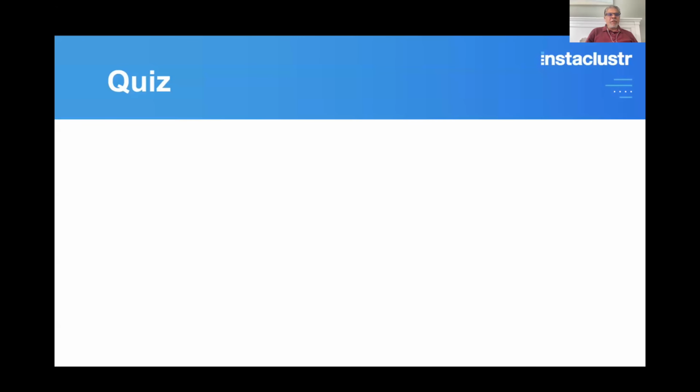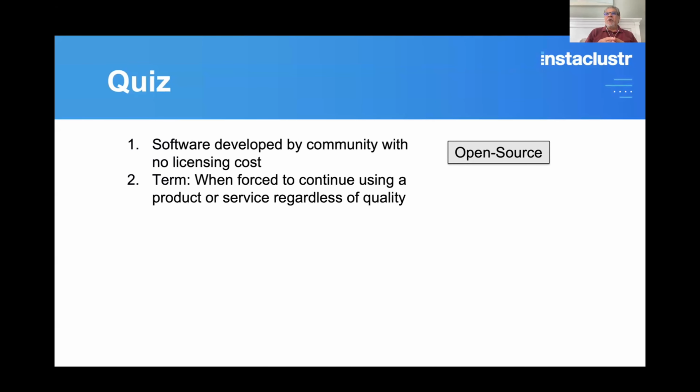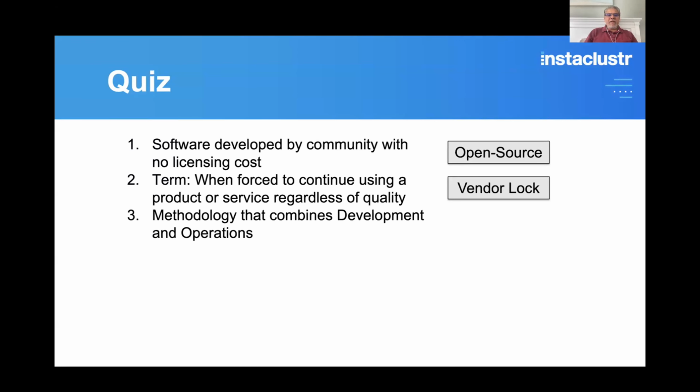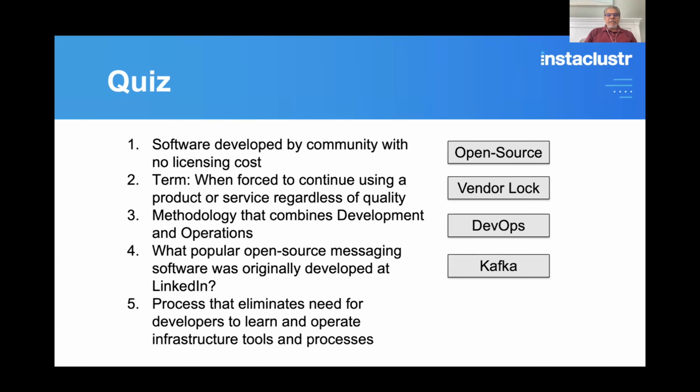So let me start with the quiz. Software developed by community with no licensing cost. I think I said open source, so it should be open source. You might have heard a term while using your proprietary system, when forced to continue using a product or service regardless of quality. You might have heard the term vendor lock or technology lock. I'm looking for a methodology that combines development and operations. Now, this probably should be DevOps. What popular open source messaging software was originally developed at LinkedIn? Kafka. And the process that eliminates the need for developers to learn and operate infrastructure tools and processes. That's platform engineering. So I'm going to talk about platform engineering with an open source lens.